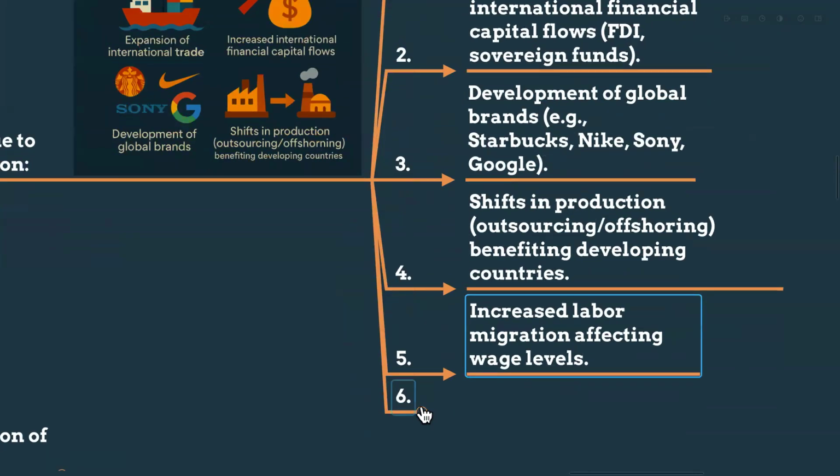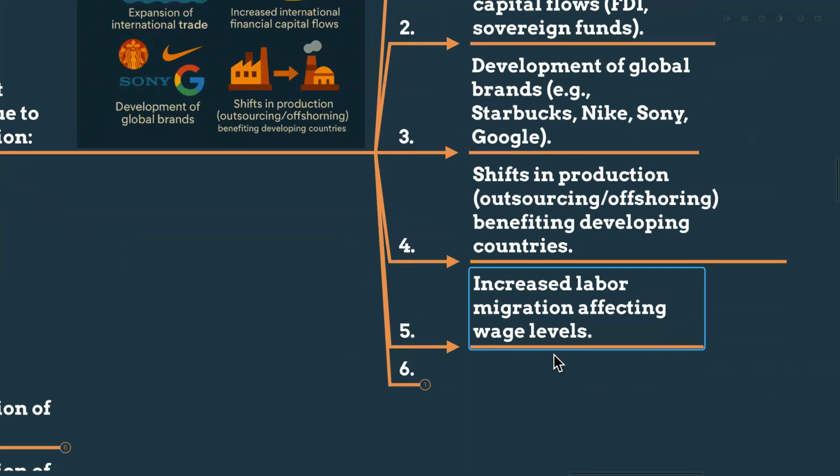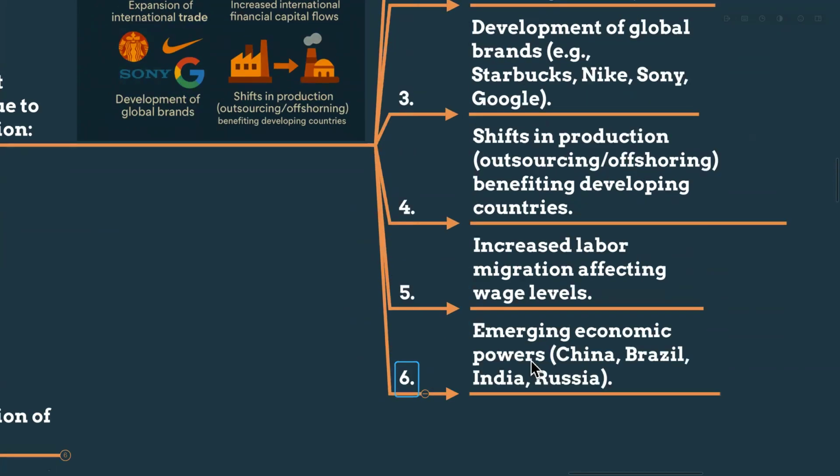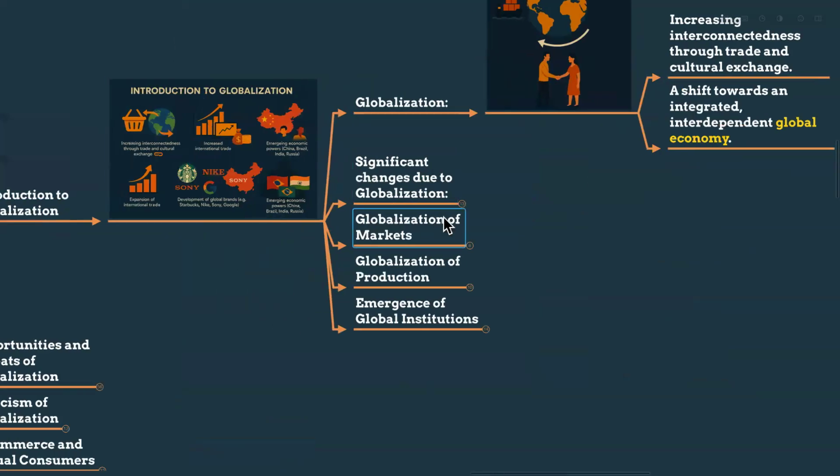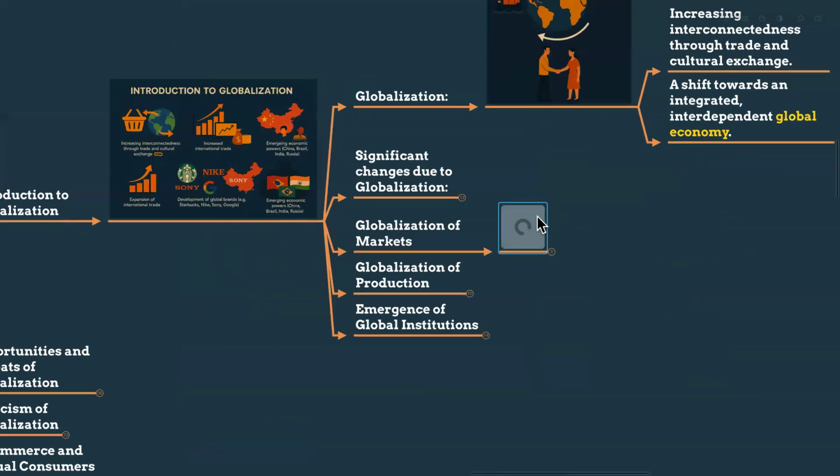And increased labor migration affecting the wage levels. So laborers are moving for better opportunities because of globalization, and emerging economic powers, China, India, Brazil, are growing now because of globalization. So these are the significant changes due to globalization.